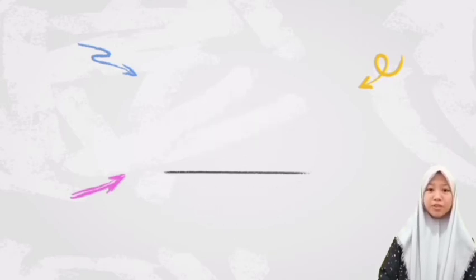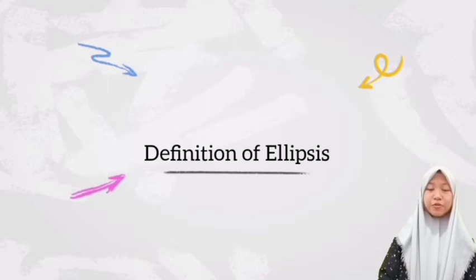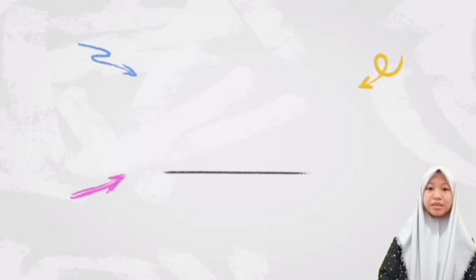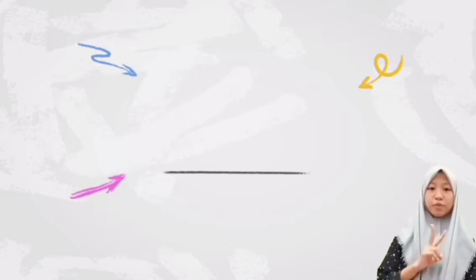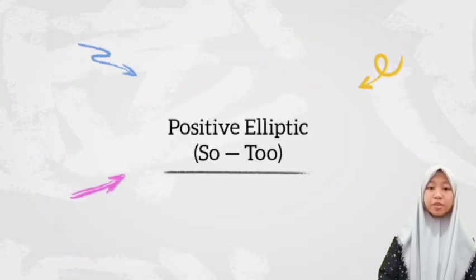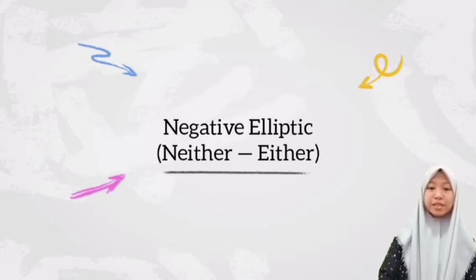I will bring material about the definition of ellipsis, the elliptic structure, more precisely, two types of the single elliptic markers: positive elliptic, so, to, and negative elliptic, neither, either.